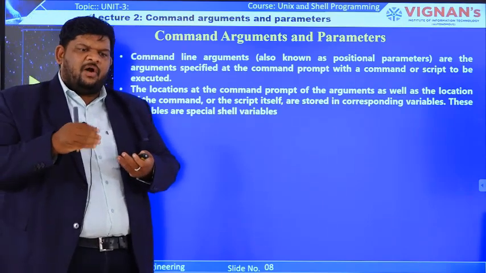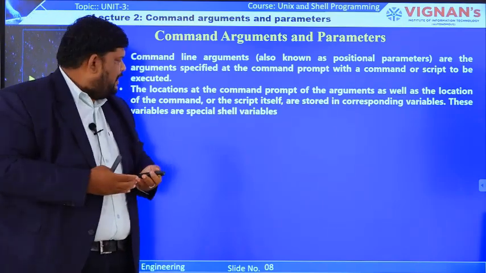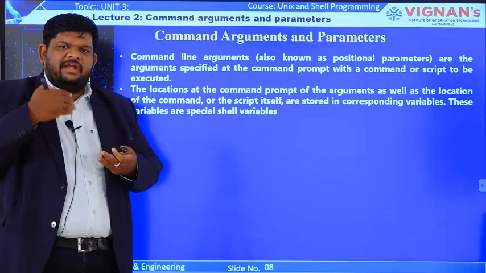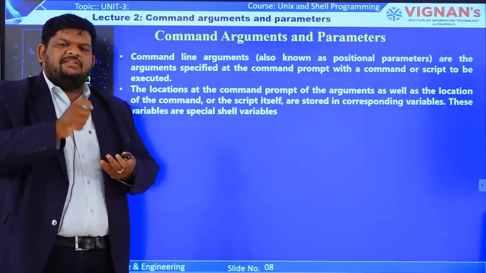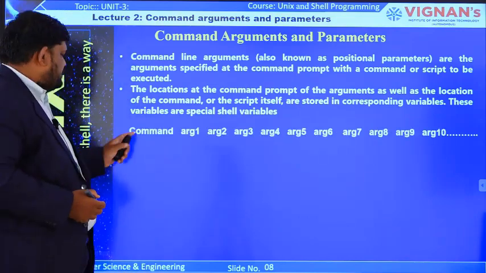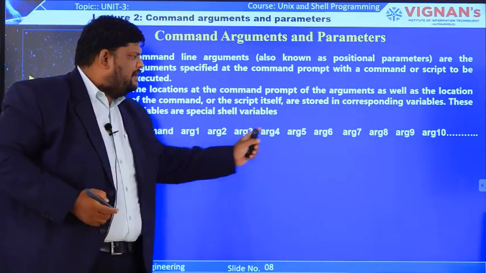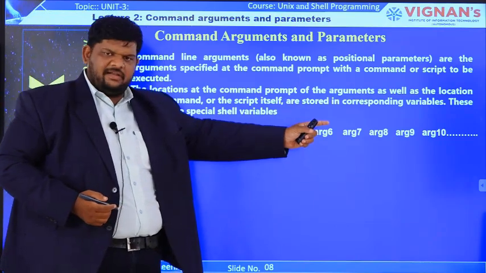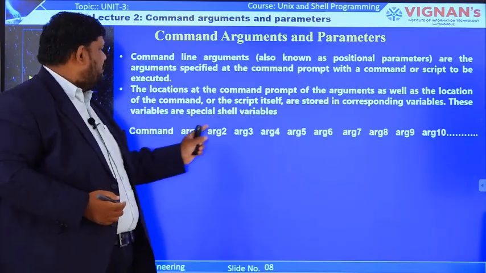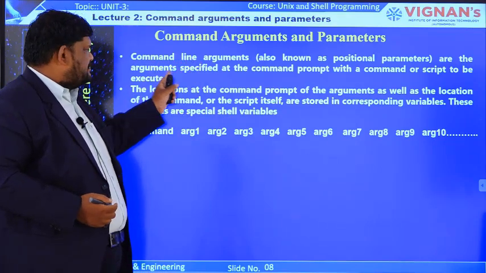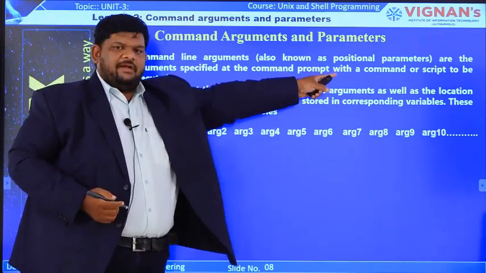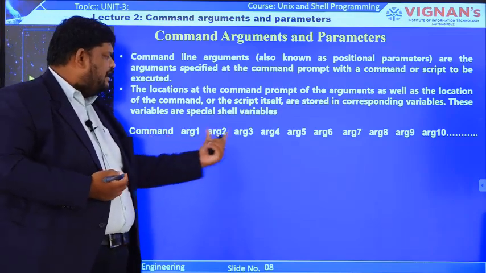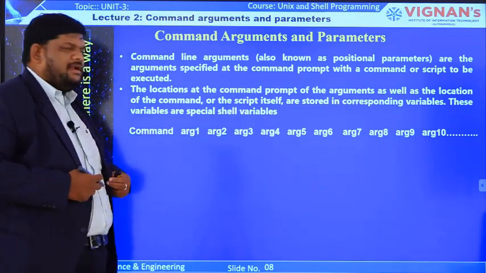To catch those arguments, we use special shell variables. Now let us check how we write and catch those positional parameters with some examples. Assume this is the command. After that command I am writing more than 10 arguments: argument 1, argument 2, argument 3, and so on up to 10. That's why we call them command line arguments, because they are specified at the command prompt with a command. At the time of execution of a command or any shell script, any arguments you provide are known as command line arguments.